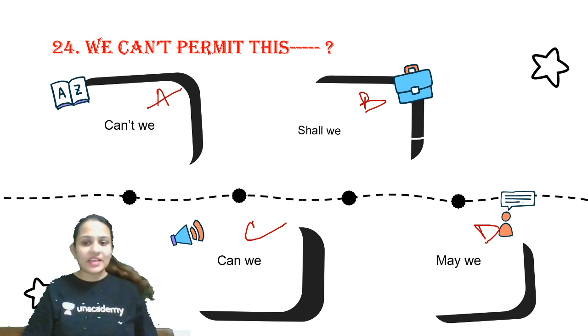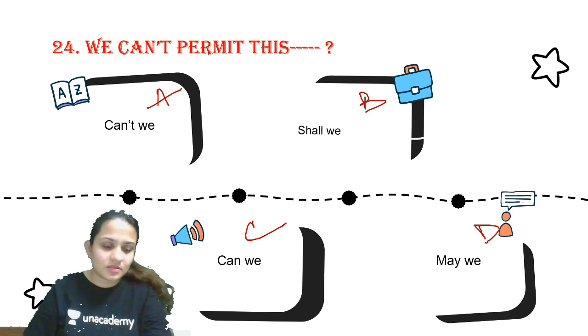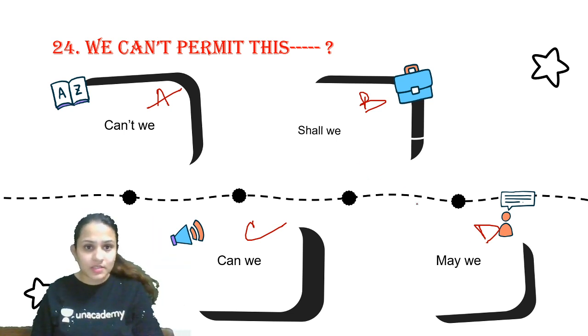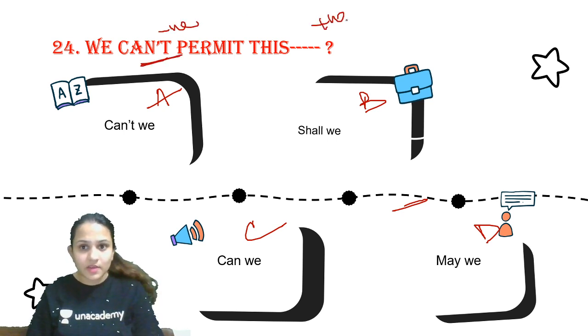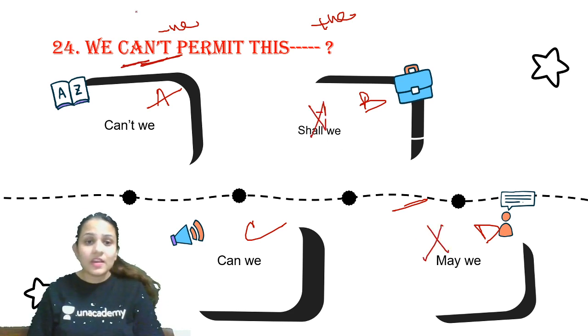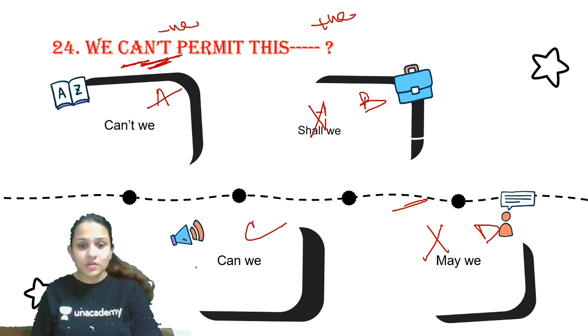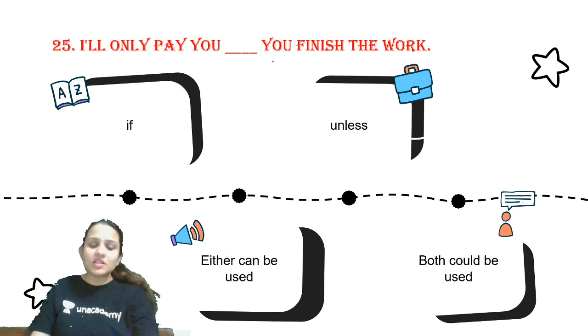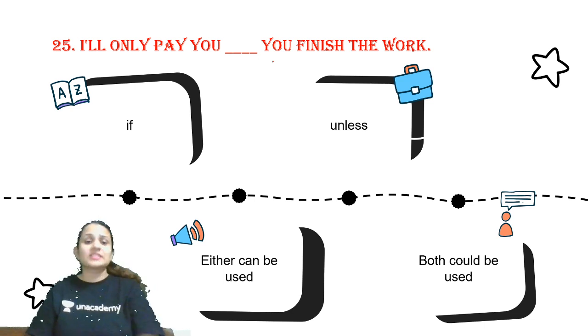Can't we, shall we, can we, maybe. We can't permit this. And the correct answer is that because this is negative, this has to be positive and vice versa. So if this is can, it cannot be shall or may. If this is can, the question tag would also have the same helping verb. So this is negative, this has to be positive. Therefore, this is C. We can't permit this, can we?